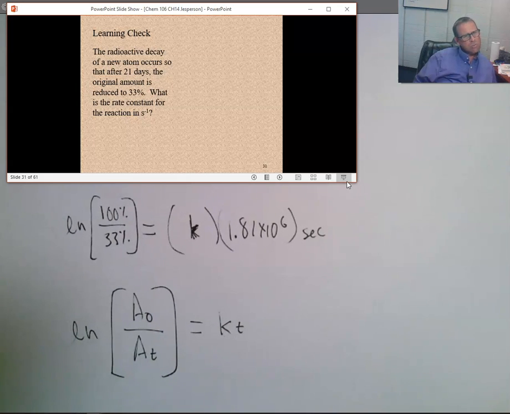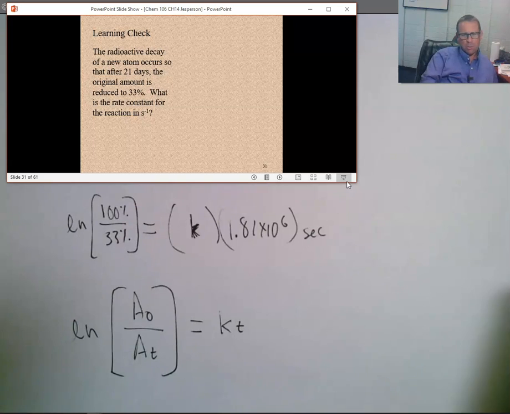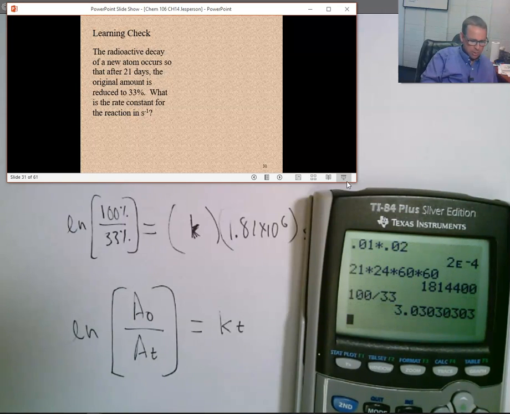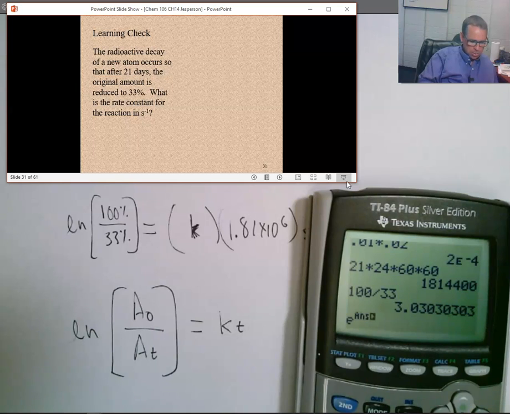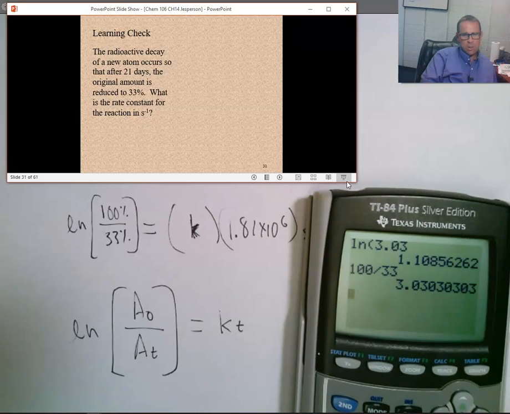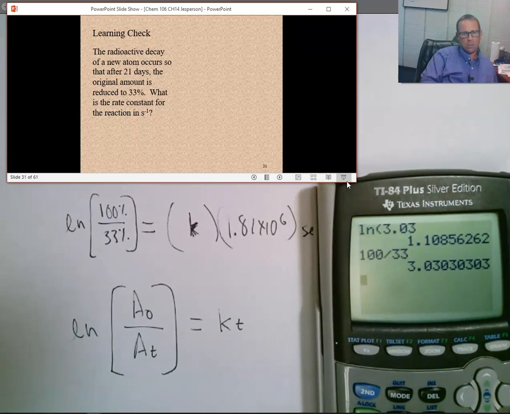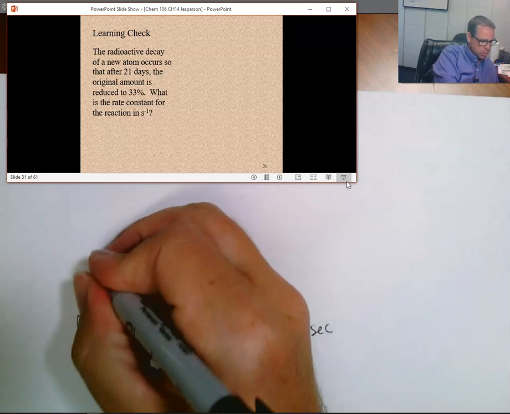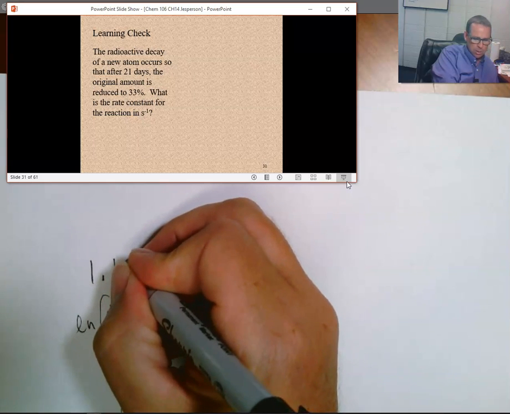Mm-hmm. Okay. So what value is that? 100 divided by 33 is 3.03. If I take the natural log of 3.03, let me make sure here. Yeah, the natural log of 3.03 is 1.1. So this business on the left equals 1.109.